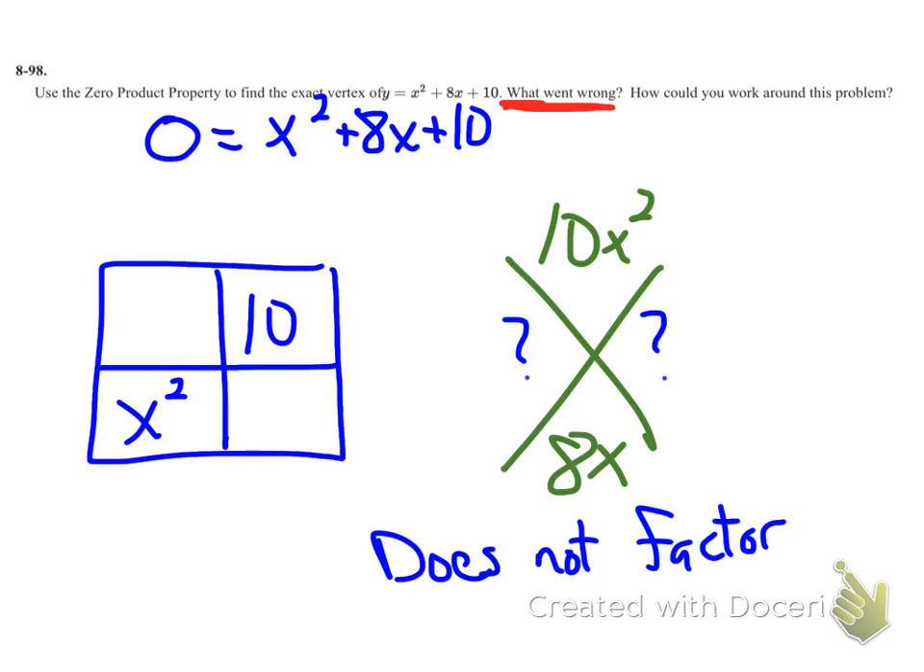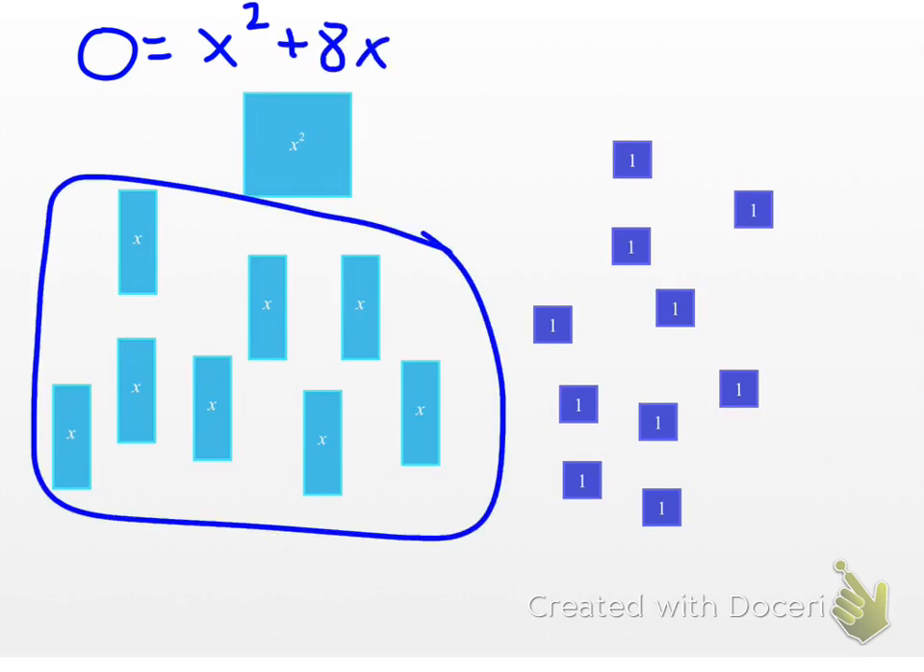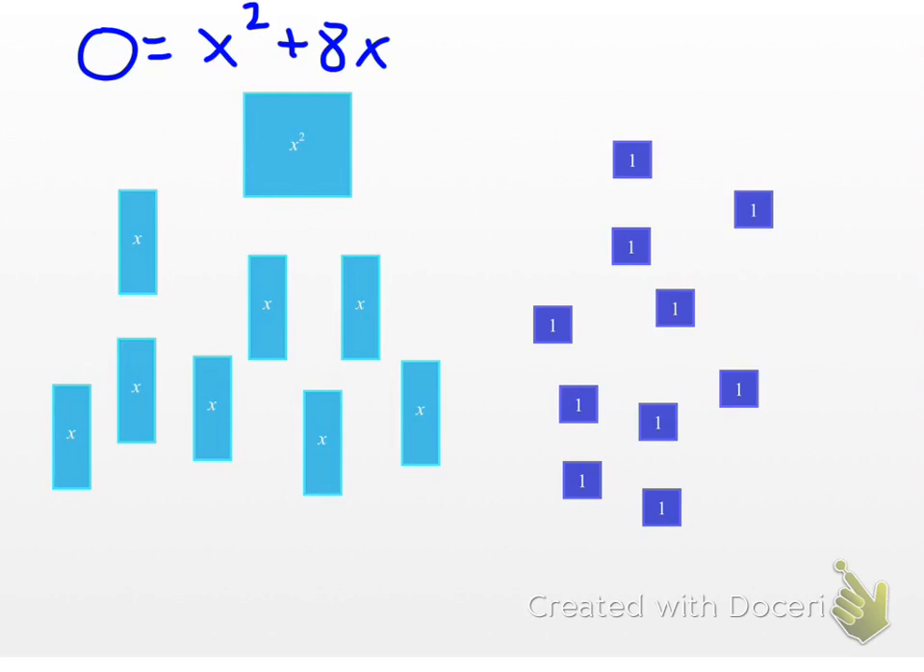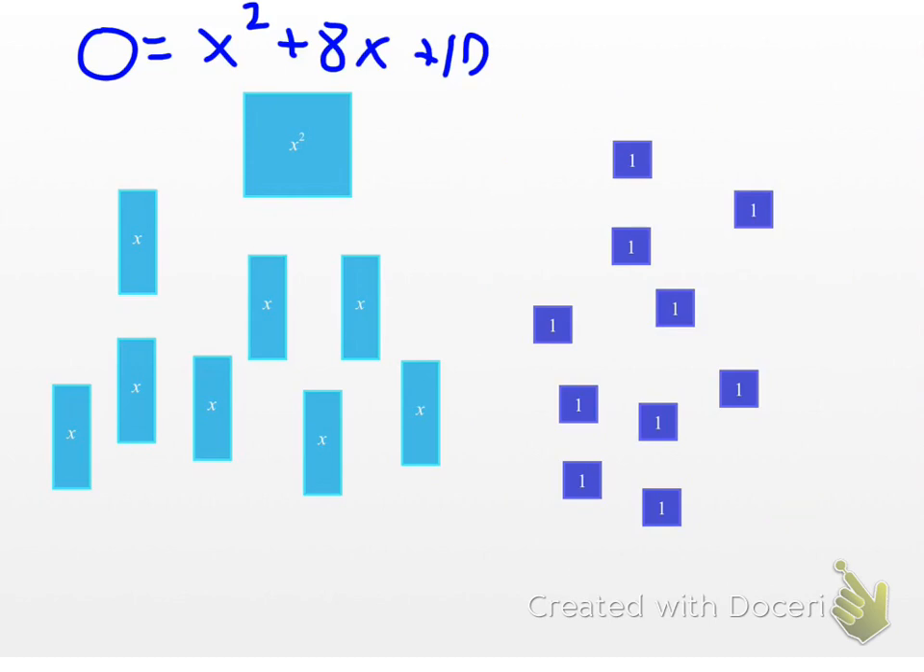So what I'm going to do is look at this problem with algebra tiles. If I have my 0 equals x squared, that's this one, plus 8x, all of these are my 8x's, plus 10, here's my 10, there's my equation, x squared plus 8x plus 10.